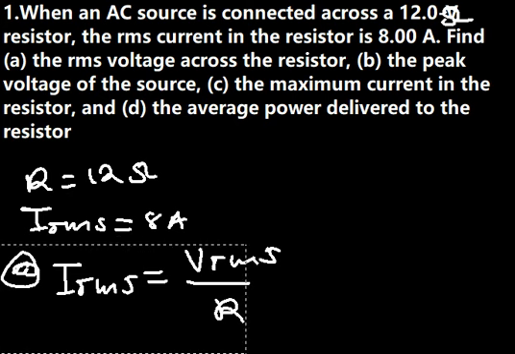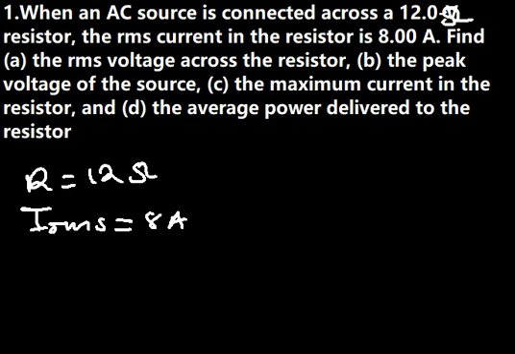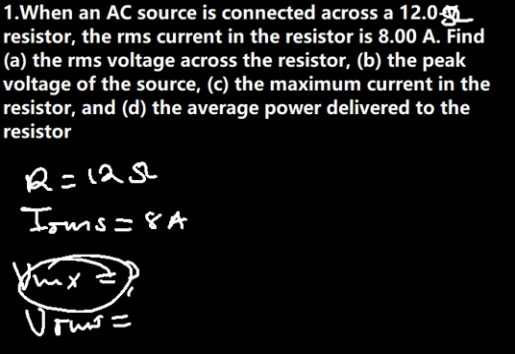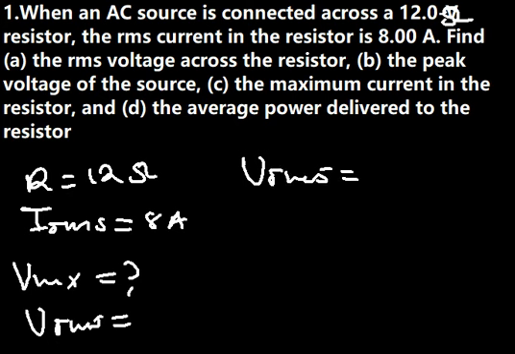And what is question B? Question B says find the peak voltage, that is the maximum voltage. We are looking for Vmax. Now since we have the root mean square voltage, we can get Vmax using this formula: V root mean square is equal to 0.7071 Vmax. So we can have Vmax using that formula.